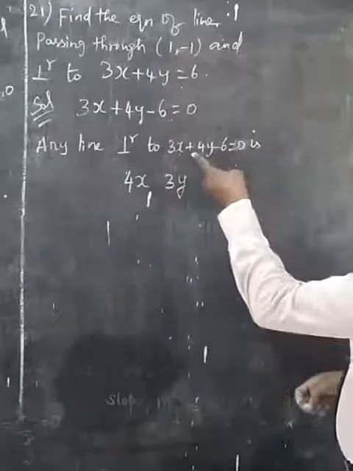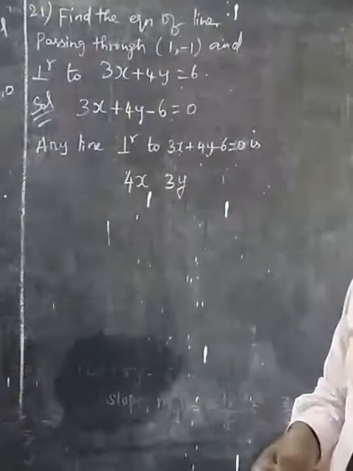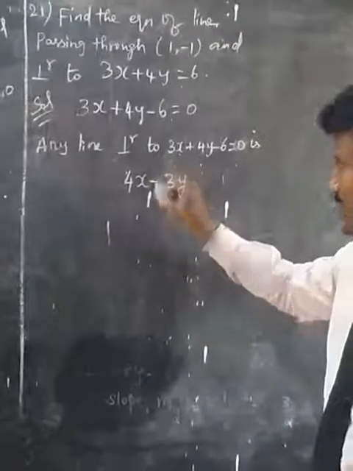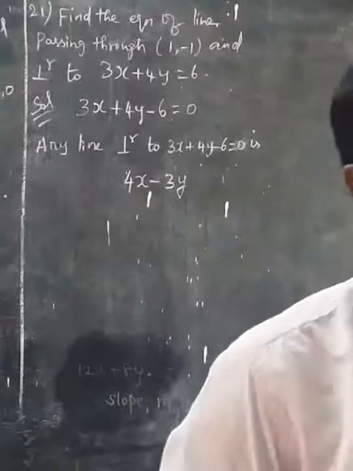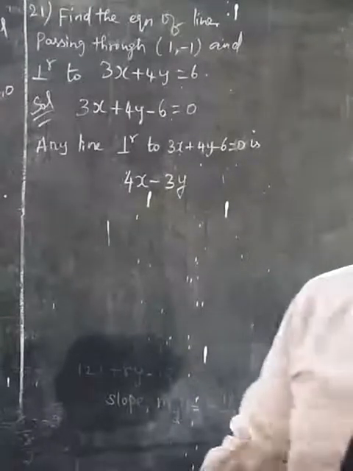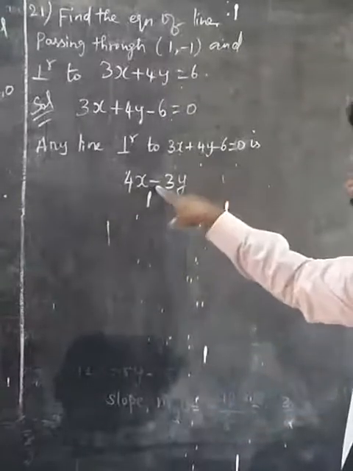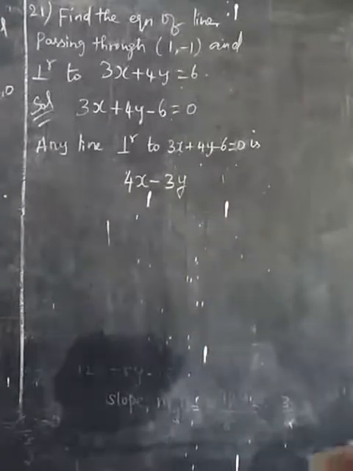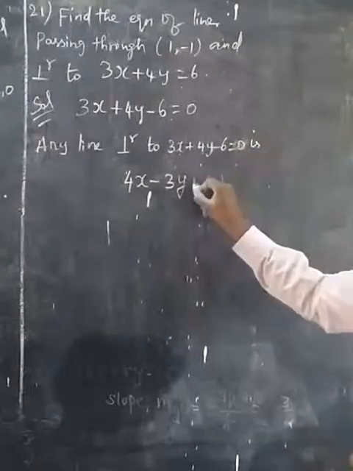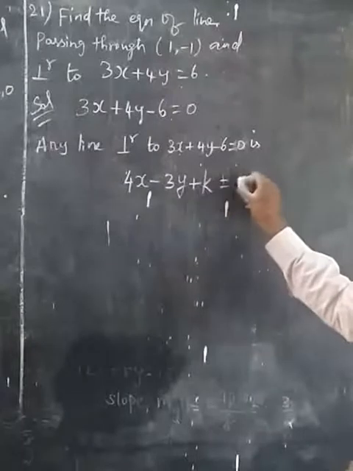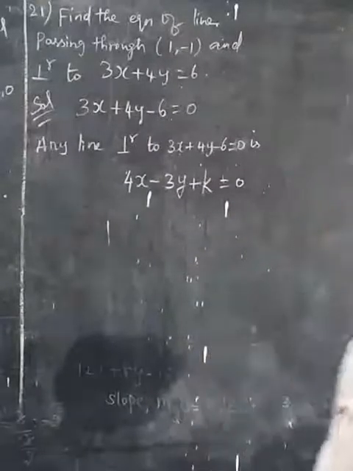Now what is the symbol present for y? Plus. We need to change that symbol, that is the second procedure, so minus. What is the first procedure? Interchange the coefficients. What is the second procedure? Change the symbol for y, here a plus symbol is there, I have changed that to minus. Third procedure, change the constant also, so + k = 0. So this is how we will write the equation for a perpendicular line.